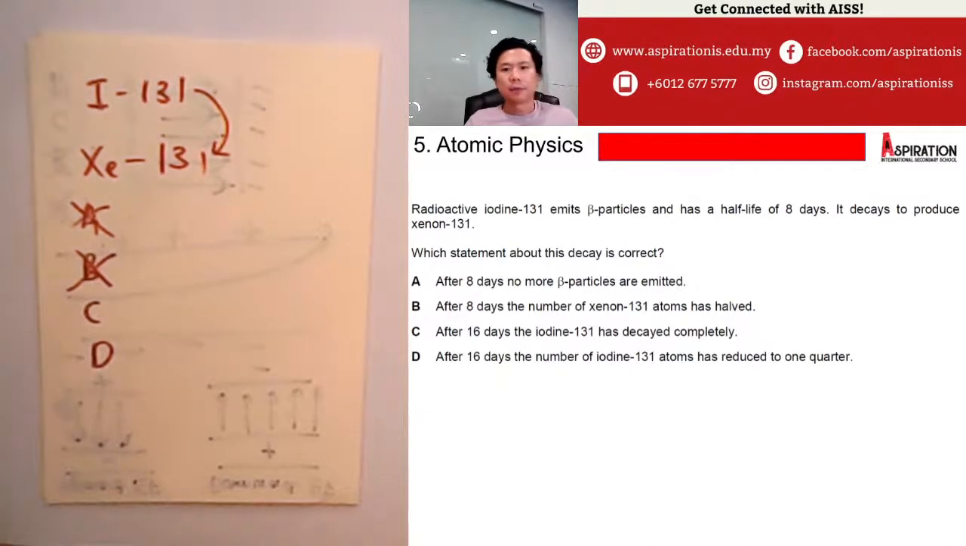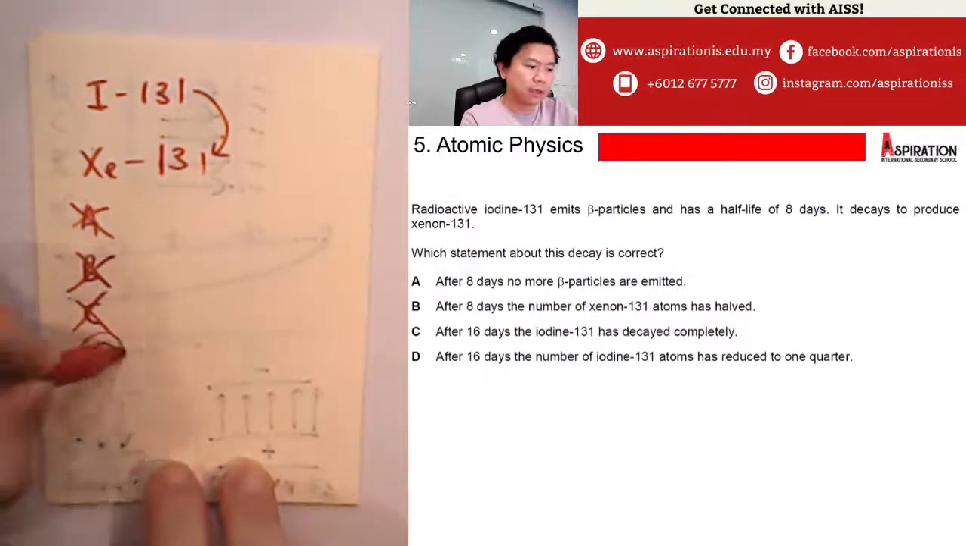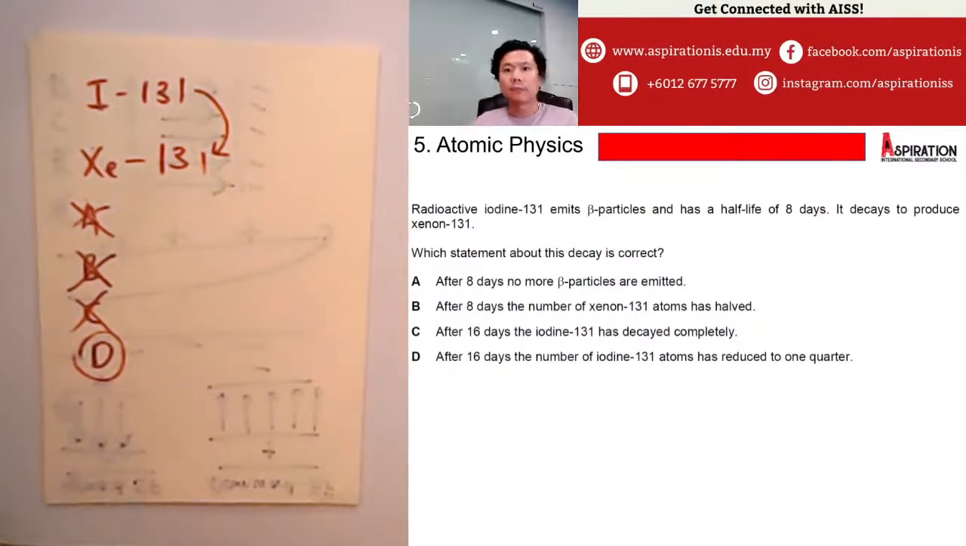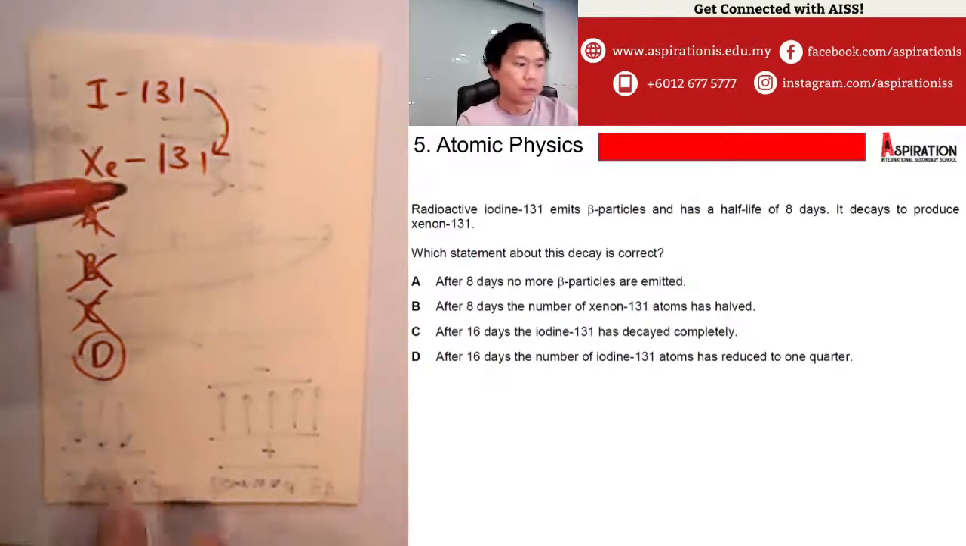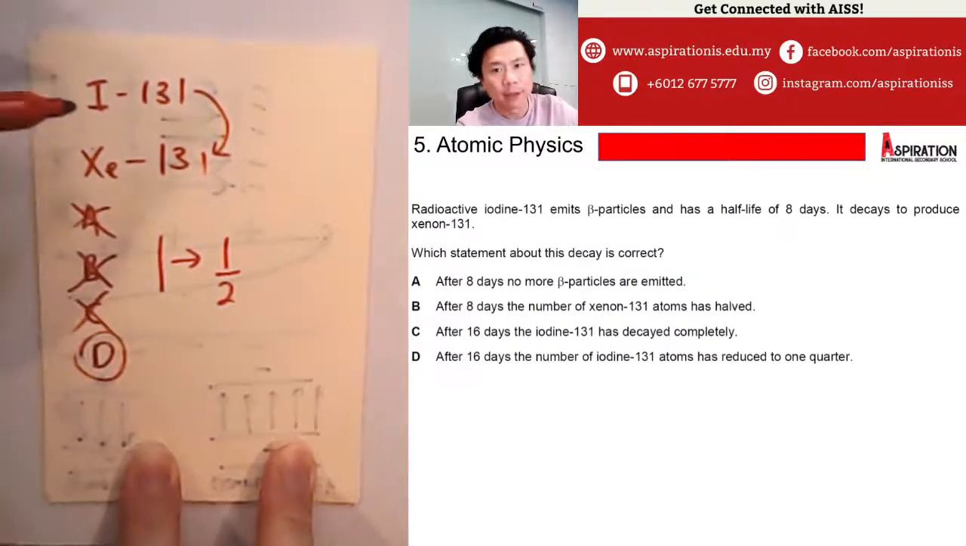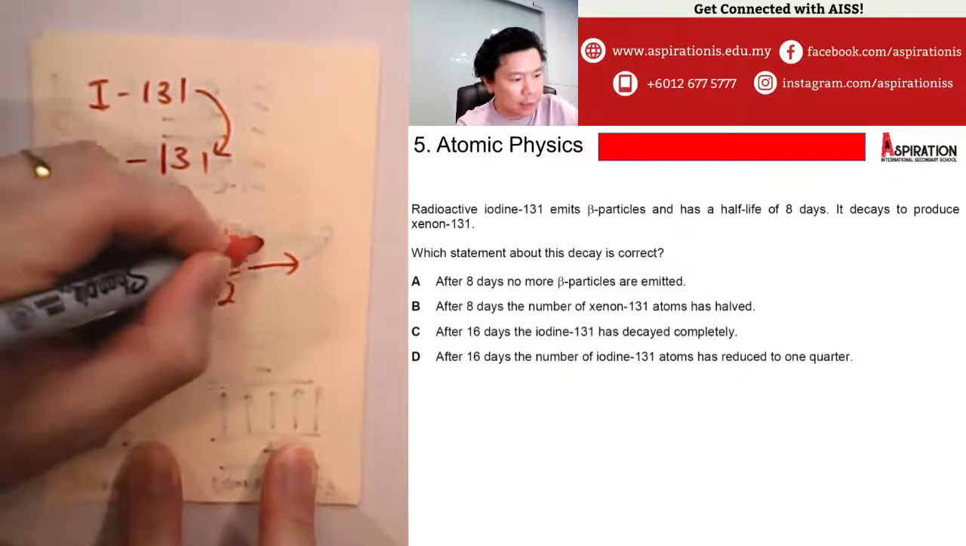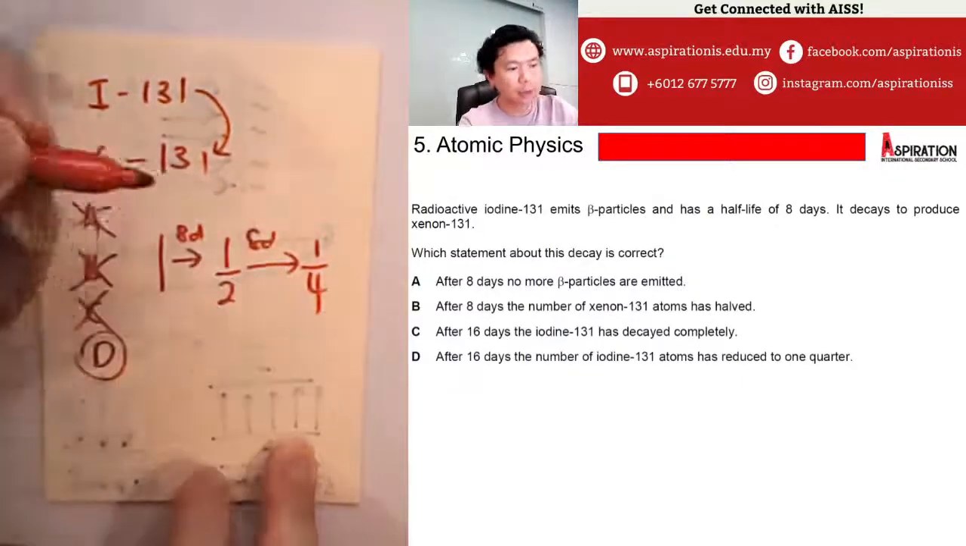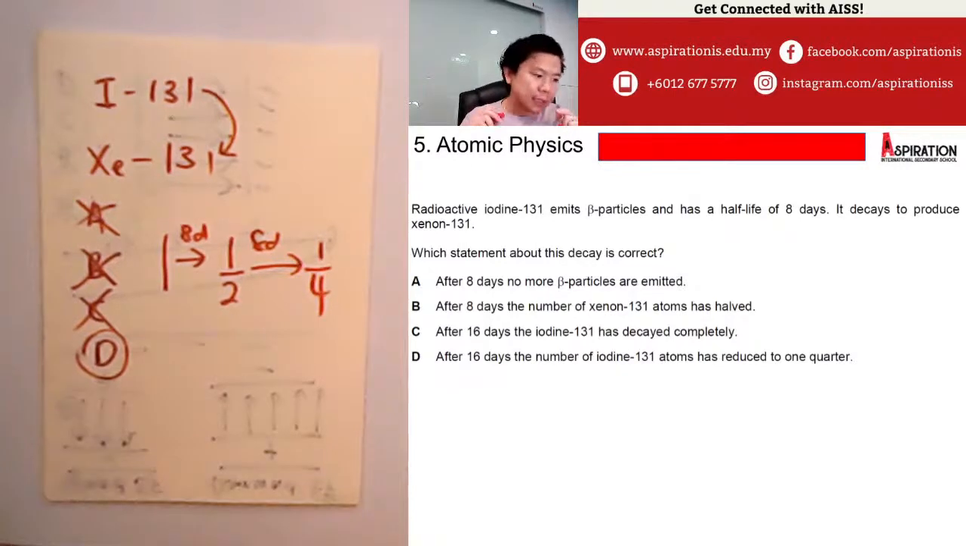C, after 16 days, how can it decay completely, right? I've just established that no matter how much you divide, you're not going to go to zero. So C is also wrong, and that means D is the answer. Let's read. After 16 days, the number of iodine 131 has reduced to 1/4. Definitely, right? If you have 1 to begin with, after one half-life, you got half, and after another half-life, so 8 days, 16 days, you're going to get 1/4. Therefore, D is the correct answer.